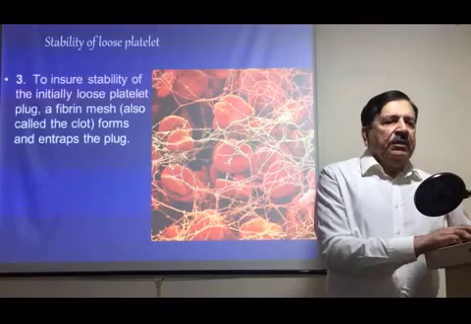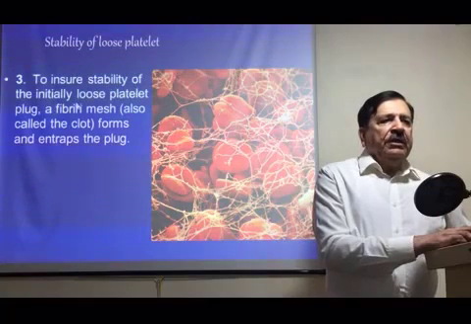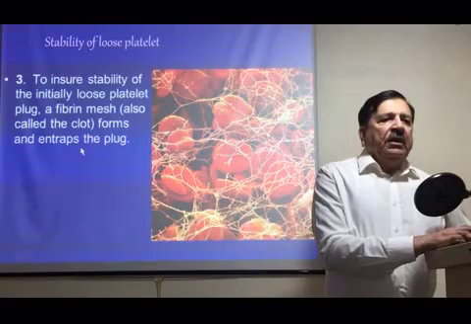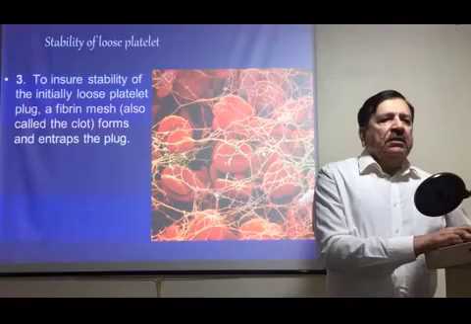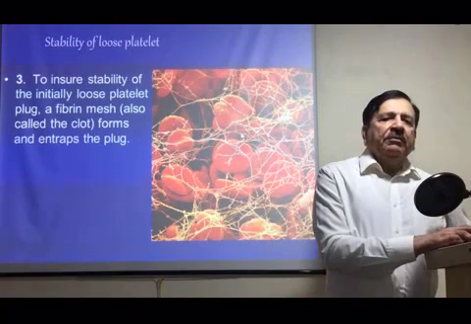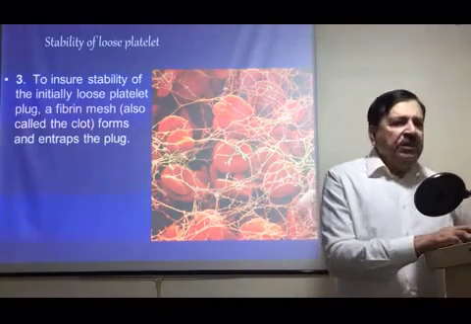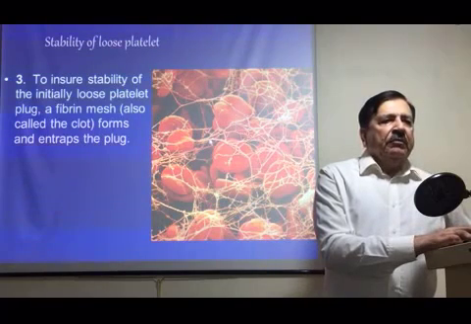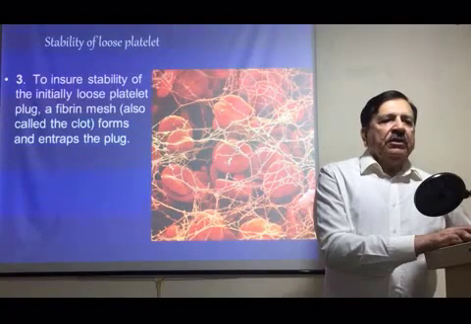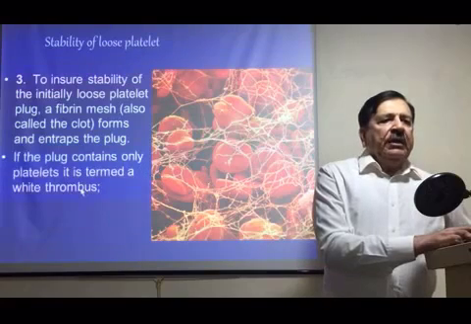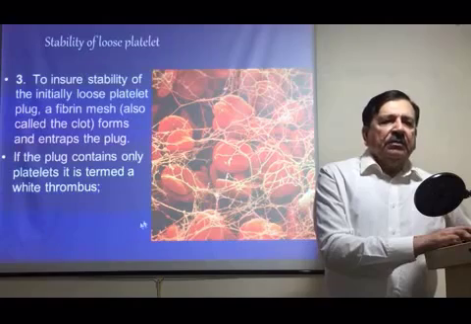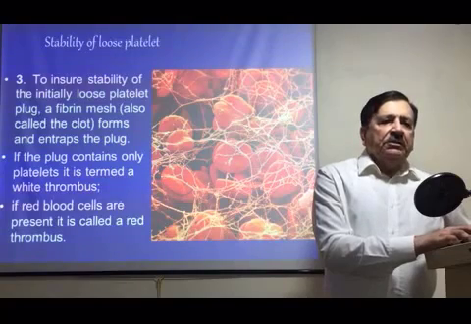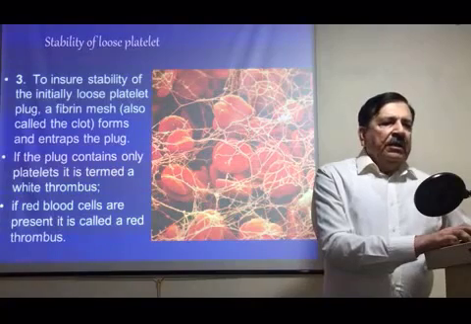Stability of the platelet plug. To ensure stability of the initial loose platelet plug, a fibrin mesh, also called the clot, forms and entraps the plug. Here, first the primary plug is formed. This plug is actually weak. So for stabilization of this plug, fibrins are formed and they make a mesh around this plug. If the plug contains only platelets, it is termed a white thrombus. And if RBCs are entrapped in this plug, it is called a red plug or red thrombus.